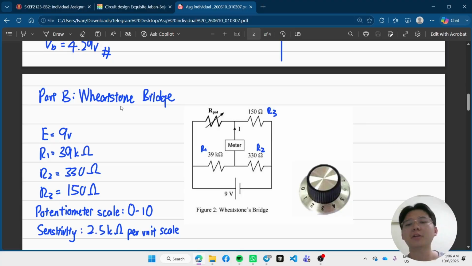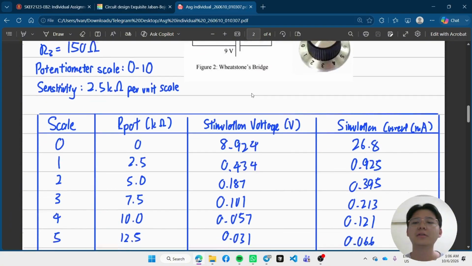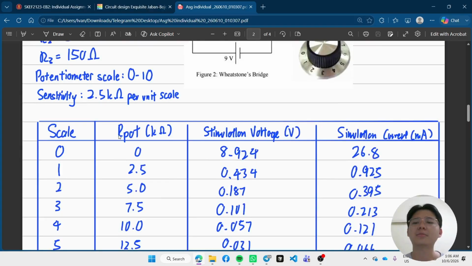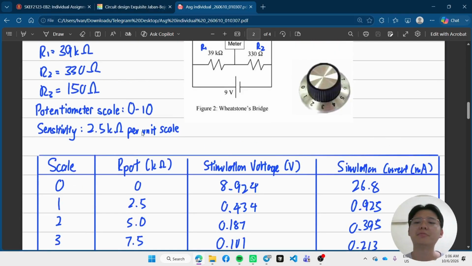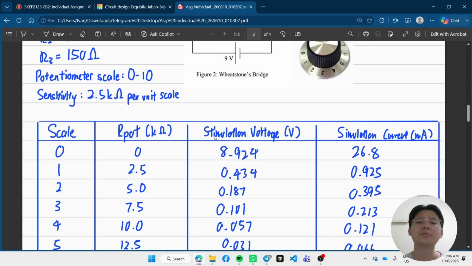So for the second one, this is a Wheatstone bridge. Okay, so I also declare it as R1, R2, and R3. And based on the scales, I have already written up the R port based on the sensitivity and 0 to 10 per unit scales. Okay, so how the simulated voltage and the simulation current are measured.